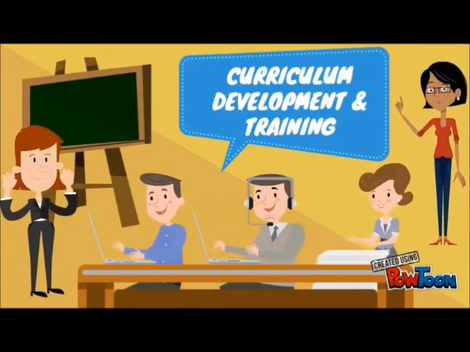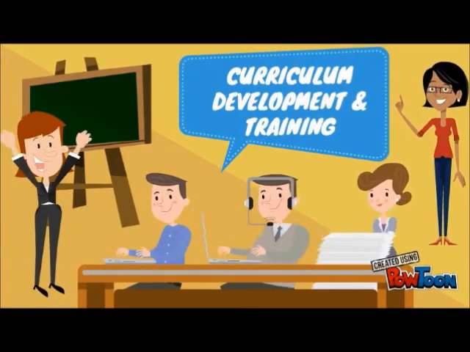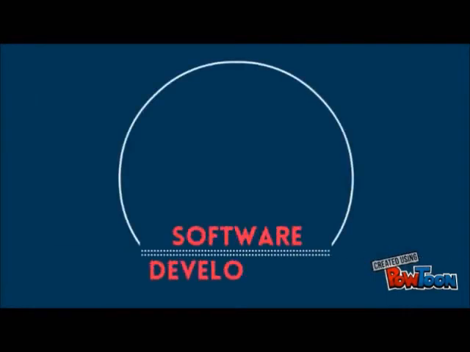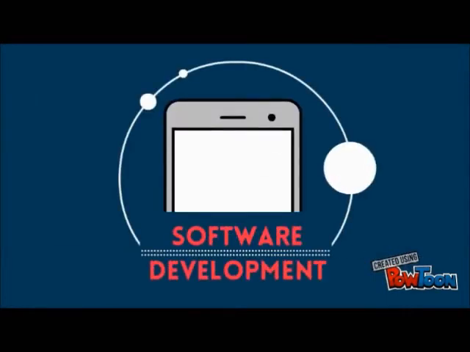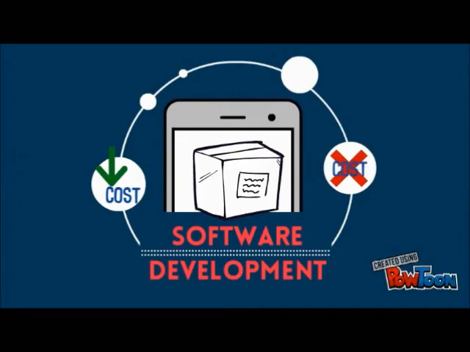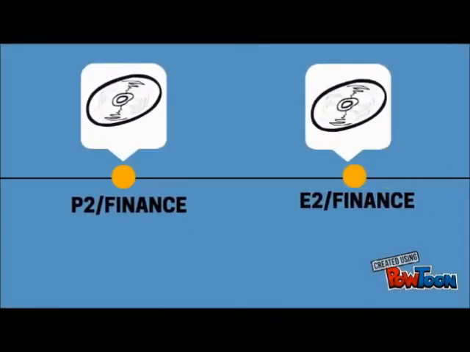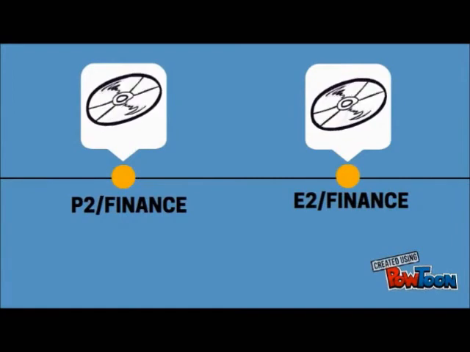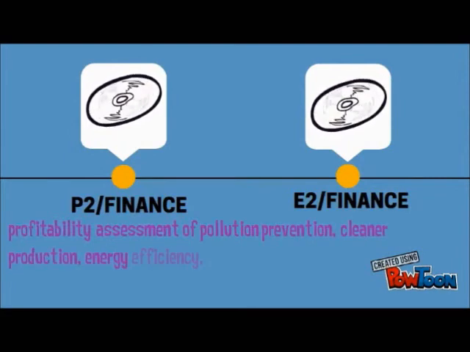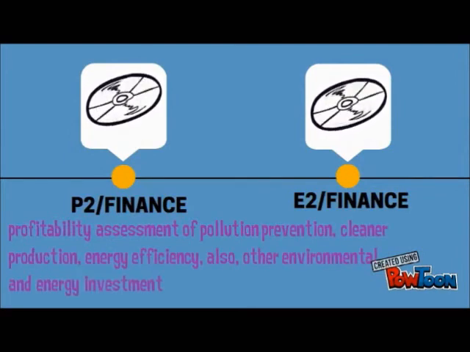Second initiative will be curriculum development and training, meaning the organization takes initiative in providing or conducting courses or training to educate at all levels. Third, software development is another current initiative. There are many software packages now available at low or no cost. For example, a series of software packages called P2 Finance and E2 Finance, which is for the profitability assessment of pollution prevention, cleaner production, energy efficiency, and also other environmental and energy investment projects.